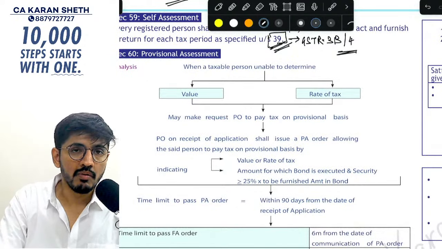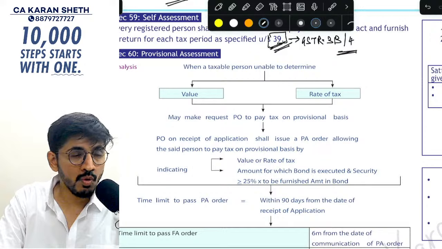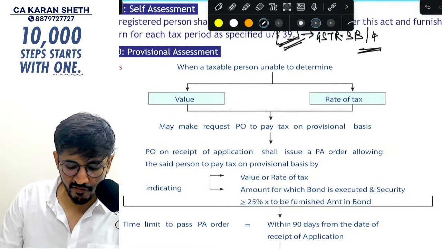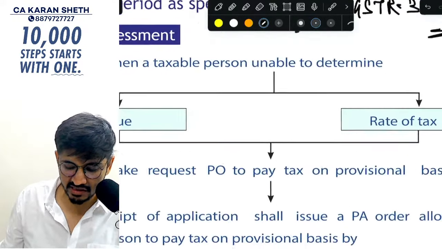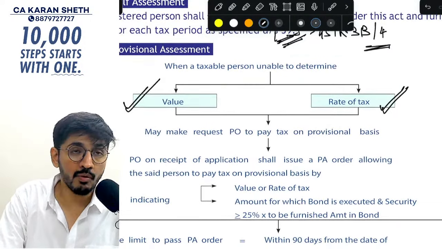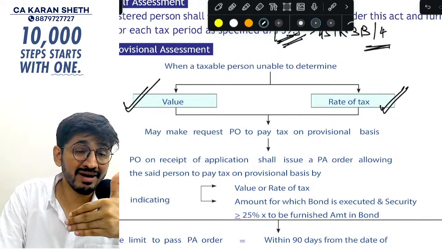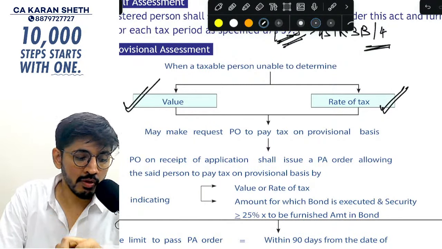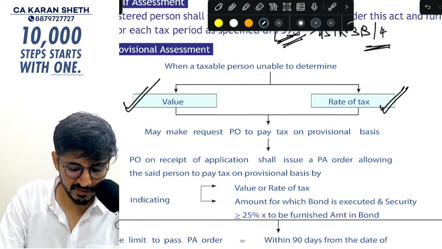Take it. Now, section 60, my dear friends, provisional assessment. Understand that you have entered into a transaction, but for some reason you do not know what value should I determine, or what is the rate of tax applicable to this transaction. Because you are only confused about either the value or rate, it's very important that you have clarity with respect to both of these. If you want to determine the tax liability, you need to have clarity of both of these aspects.